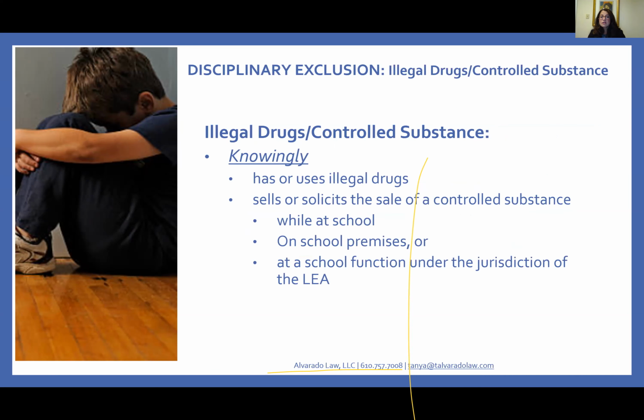Okay, illegal drugs or controlled substances. The student has to knowingly do these things. So, if someone slips it into the backpack and your child doesn't know, that doesn't qualify. It has to be knowing. Use illegal drugs or sells or solicits them, same thing, at school, on school premises, or at a school function governed by the school. Okay.